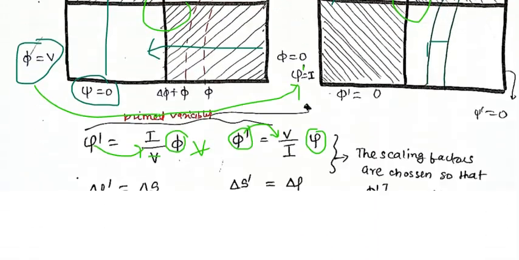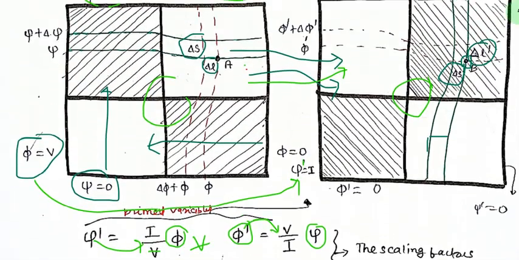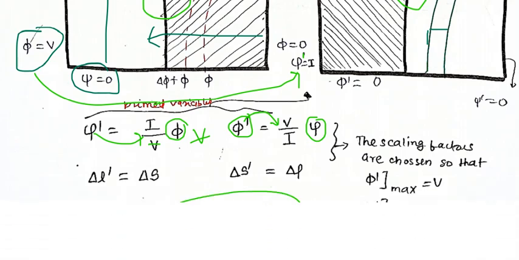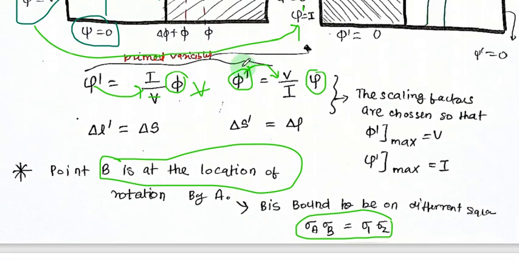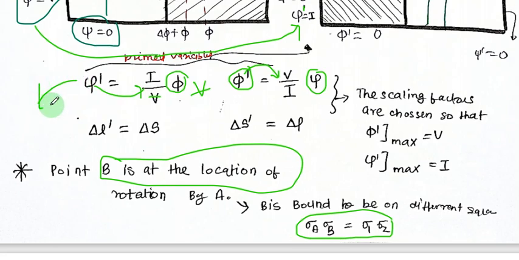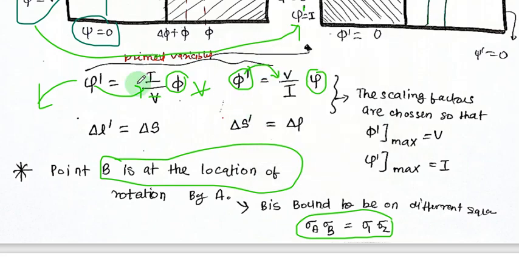That relation, if I use here in this figure, the scaled up figure, if I use the same relation for point B in the scaled up figure, I get to know that T sigma B can be written as delta phi dash upon delta L dash, and it can be written as delta psi dash upon delta S dash. Now from the scaled up terms, if I take delta psi dash, it can be written as I by V delta phi dash, and if I divide it by delta S dash it must be equal to delta L.